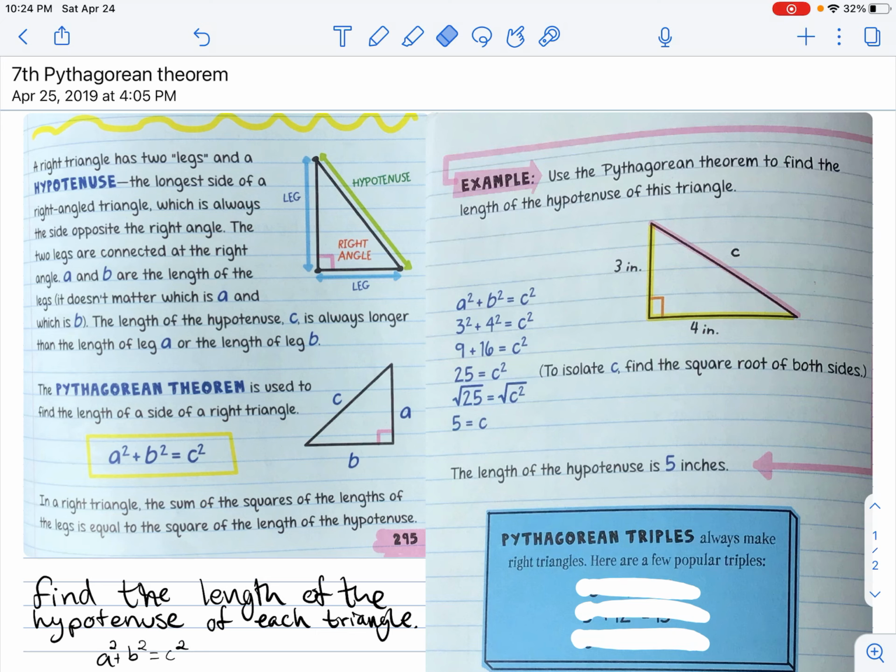All right, so that's the formula. You're taking one side squared plus the other side squared and setting it equal to your hypotenuse squared. Your hypotenuse, once again, is the longest side of the triangle.